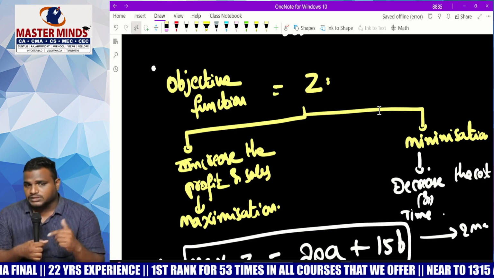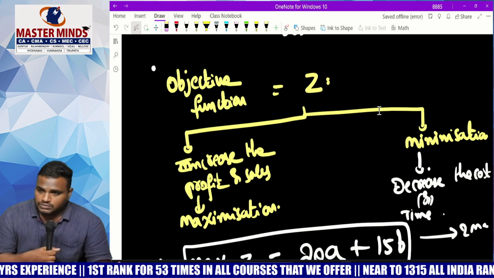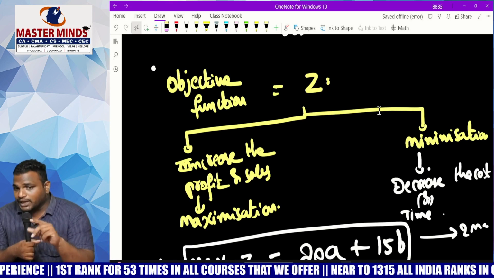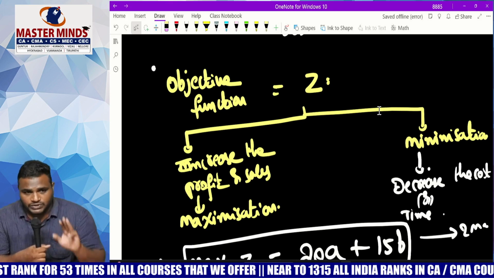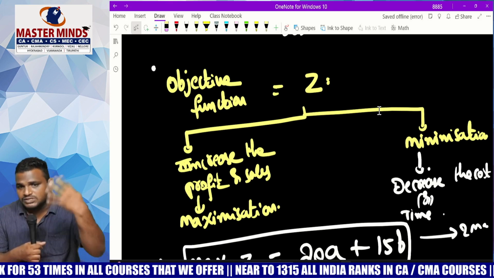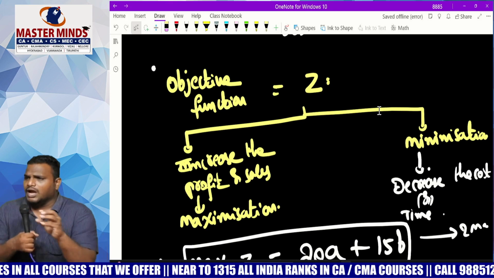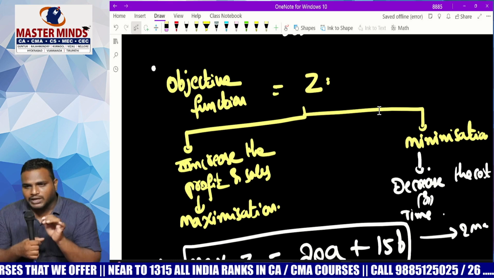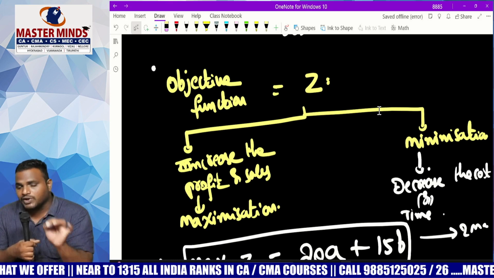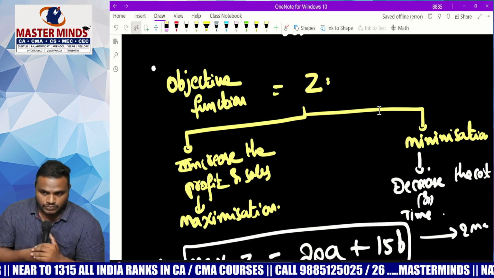Now, what is the second set of equations? Constraint. How many equations will come? It depends on how many resources there are. Based on those resources, the equations will come. If 3 resources, 4 resources, 5 conditions, here constraint means condition. Sir, when will I use less than or greater than? It depends upon the question. Okay.